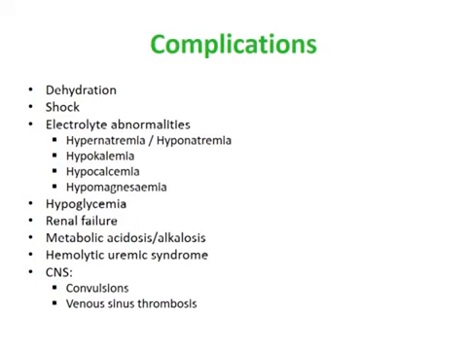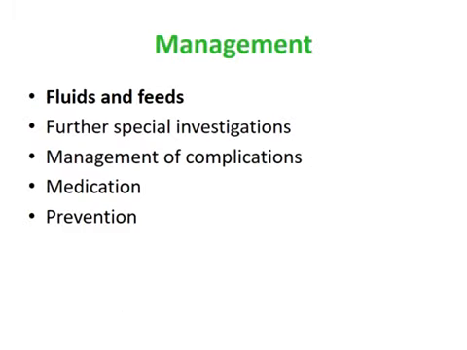Electrolyte abnormalities, the common ones we see are a high sodium or a low potassium. They can have acid-base abnormalities, acute kidney injury, hypoglycemia, especially if they've been vomiting and not being able to keep anything in. So please check the glucose when you see these patients. Hemolytic uremic syndrome and neurological complications.